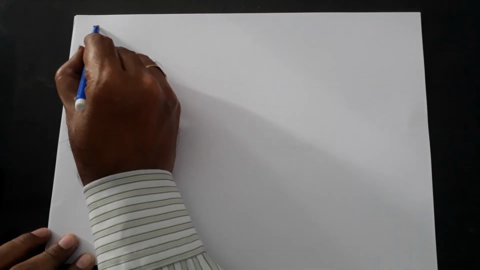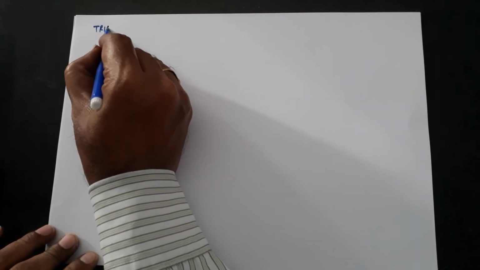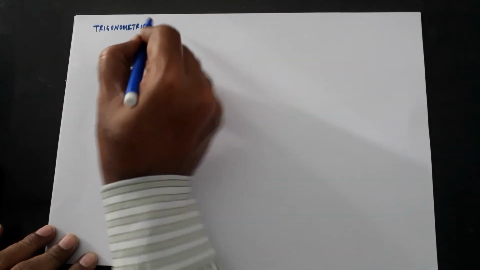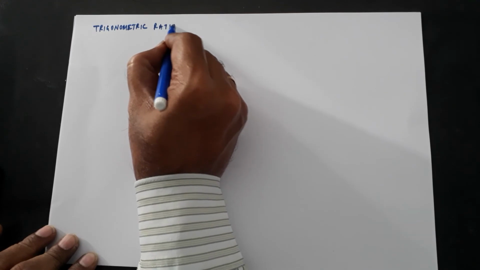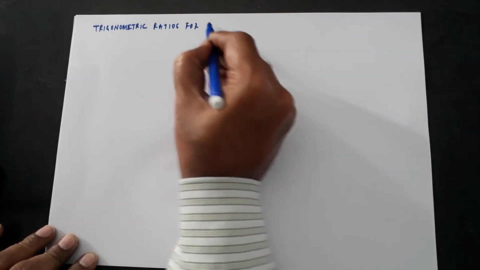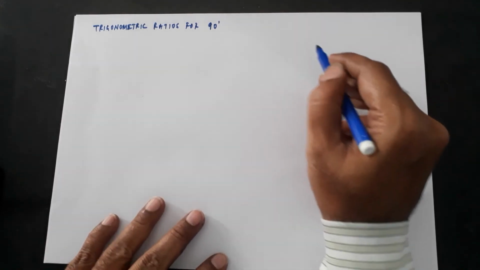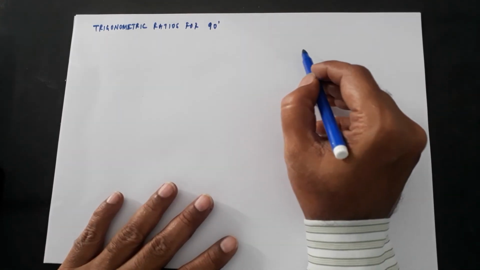So what is left out now? 90 degrees. So how do we calculate the trigonometric ratios for 90 degrees?